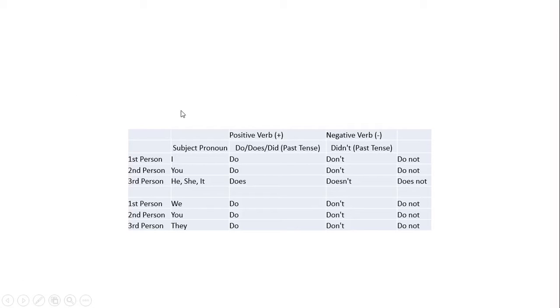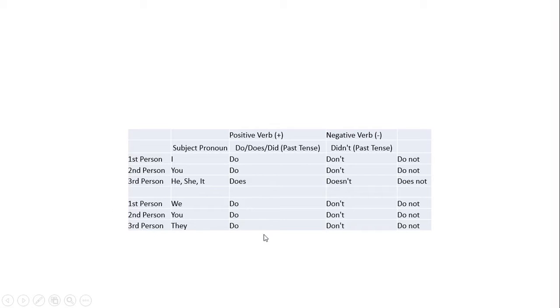Today we're going to study grammar. On this table, we are going to learn about the subject pronouns in the second column, like I, first person; you, second person; he, she, it, third person singular; we, first person; you, second person; they, third person plural.